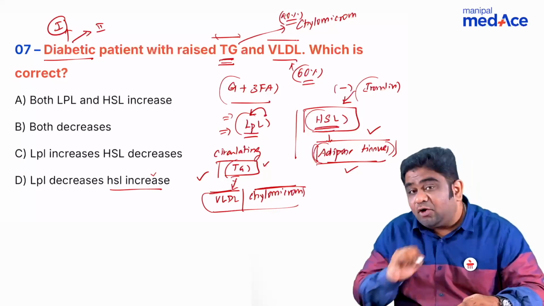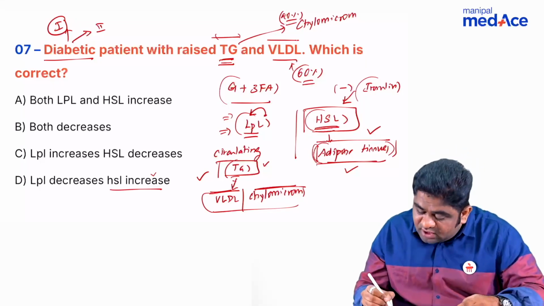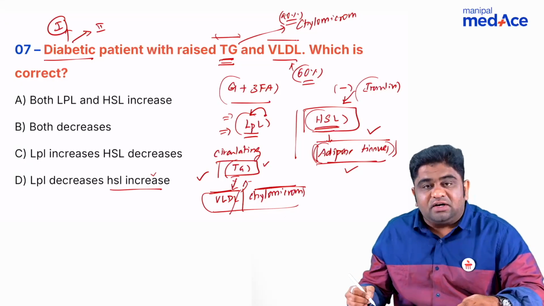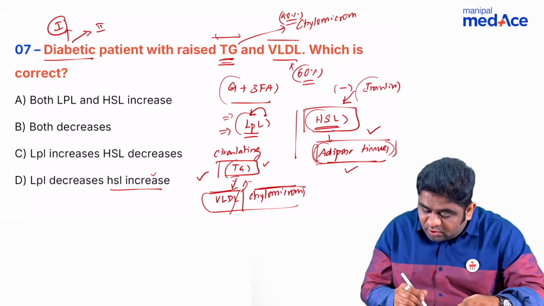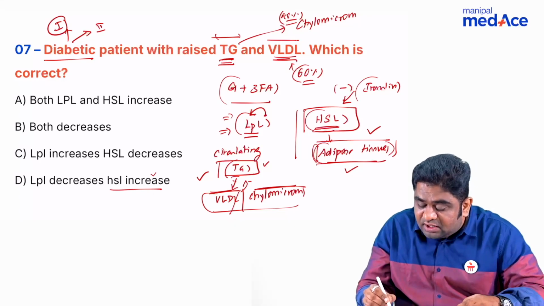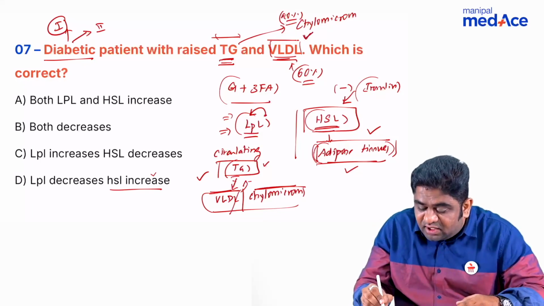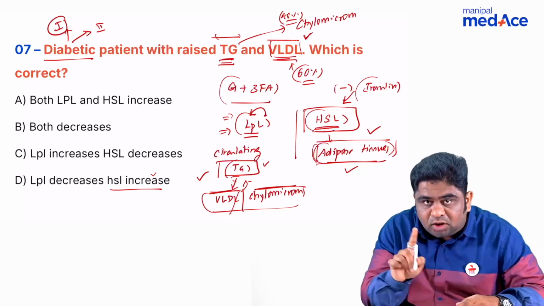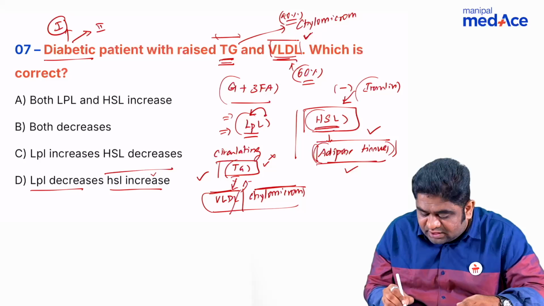But LPL level cannot be elevating. Why? Because if LPL is elevating, then VLDL will be broken, so triglyceride will be elevated, right? So VLDL should be lesser. So if LPL is elevated, VLDL should be less. But here LDL and VLDL are also elevated. Forget about the LDL. Here VLDL is elevated. If VLDL is elevated, it means VLDL is not broken. That means LPL is not playing a role. So LPL decreases, HSL increases.